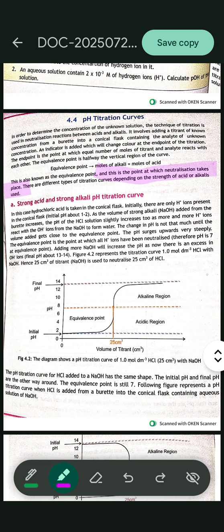Strong acid and strong alkali pH titration curve. In this case, hydrochloric acid is taken in the conical flask. Initially there are only H positive ions present in the conical flask. As the volume of strong alkali added from the burette increases, the pH of the HCl solution slightly increases too, as more and more H positive ions react with the hydroxide ions to form water. So initially the pH is low, but when adding the NaOH, the pH gets high.